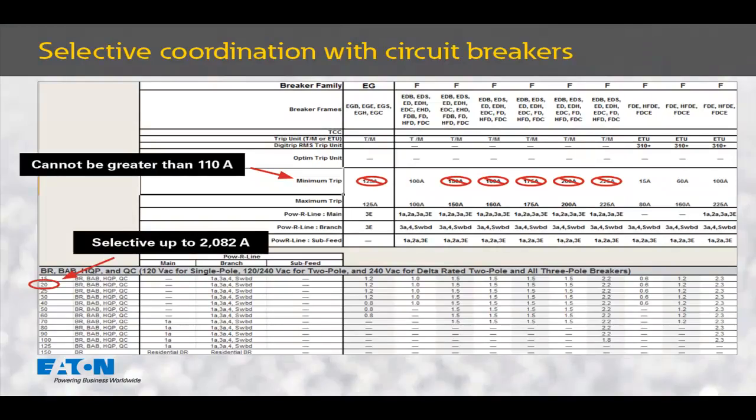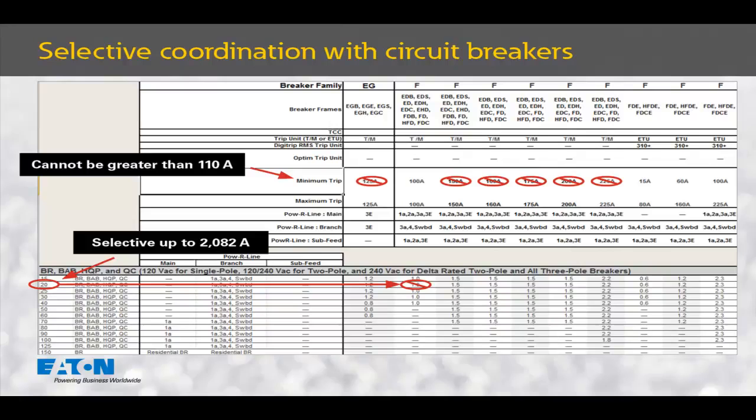To begin the selection process, I start with the BAB20 on the left-hand side of this spreadsheet, and that has to selectively coordinate up to 2082 amps. To select the proper upstream device, I move to the right in this table until I find a device that is capable of achieving my protection of 110 amps and has a number in the table that exceeds or equals 2082 amps. The first possible device I come to is the F-frame 100 amp thermomagnetic circuit breaker.